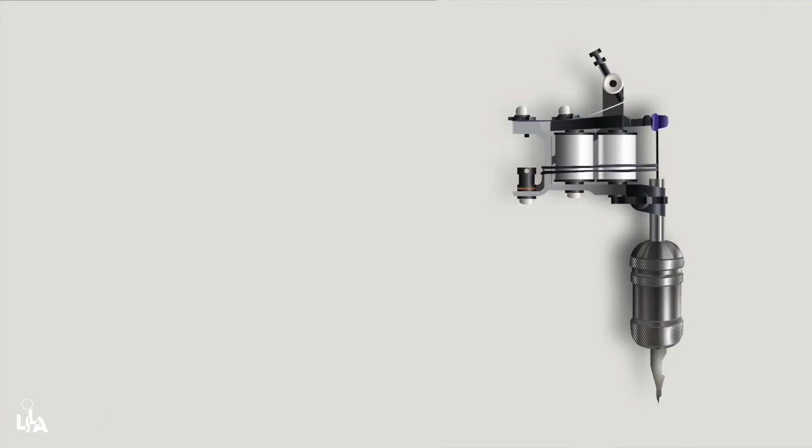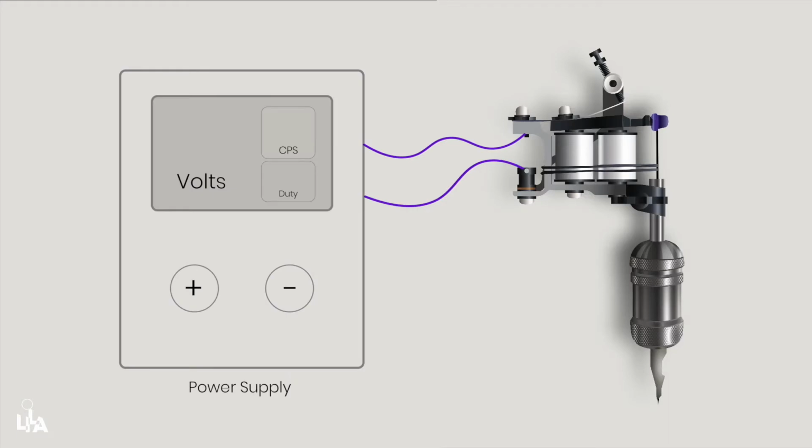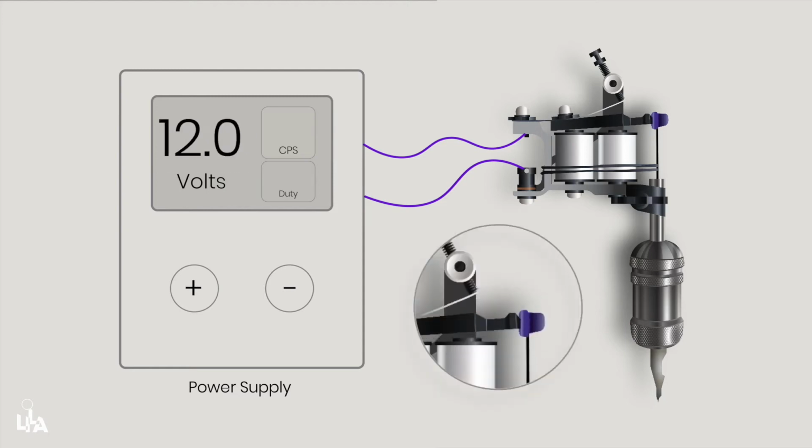Now, the tattoo machines require power to run, and it comes from a power supply unit specially optimized for the tattooing process. It is measured in volts or hertz, and to understand it simply, the higher the power, the faster the machine runs, and the lower the power, the slower the machine will run.